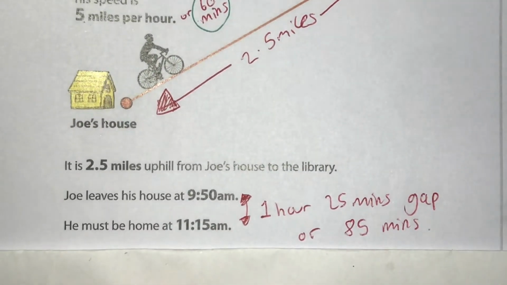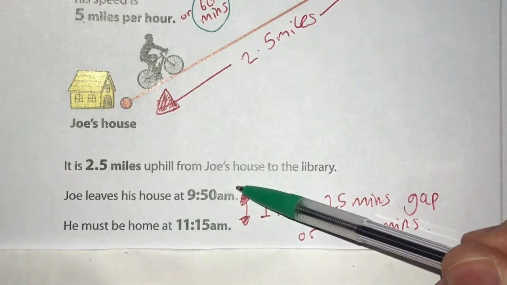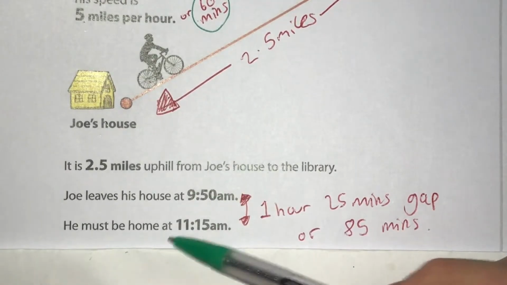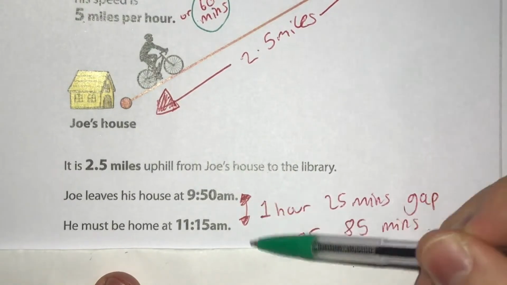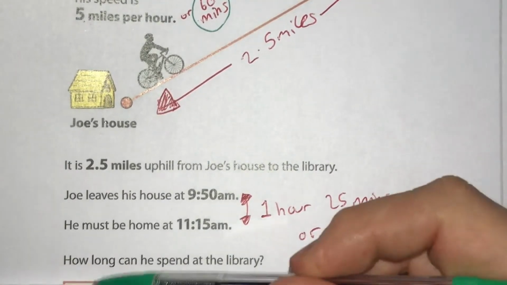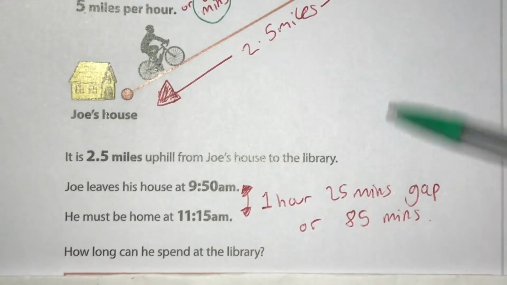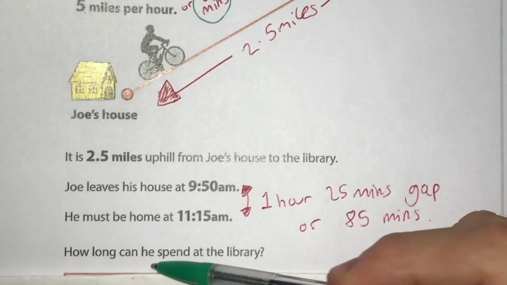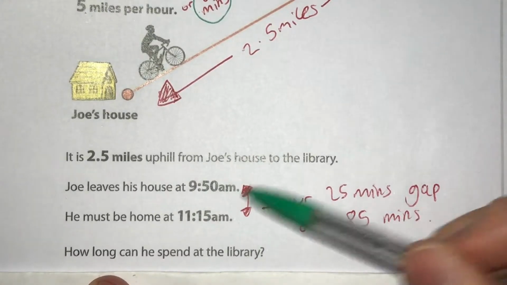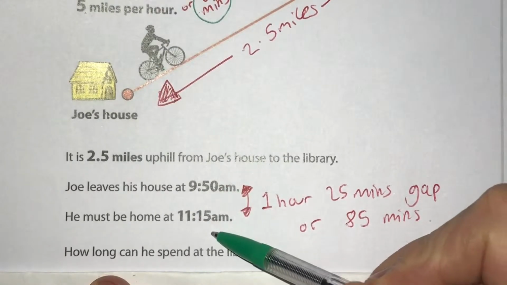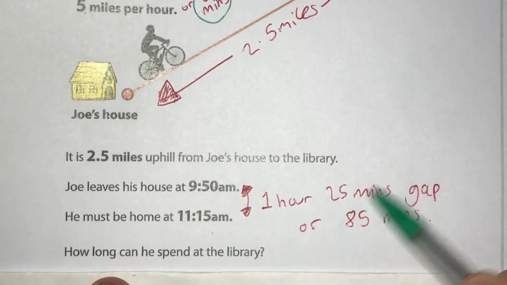So zoom in. Joe leaves his house at 9:50 a.m. He must be home at 11:15. So I've started to just find the gap between the two. Why? Well, the question does ask how long can you spend at the library. Now the only way you can find out how long you're going to spend there is if first you know how long you've got from the time you leave to the time you need to arrive home.